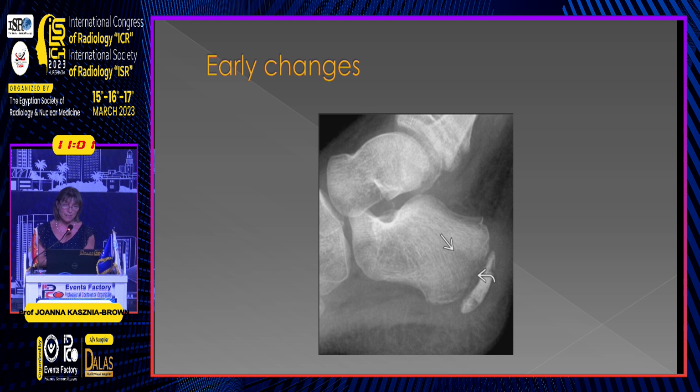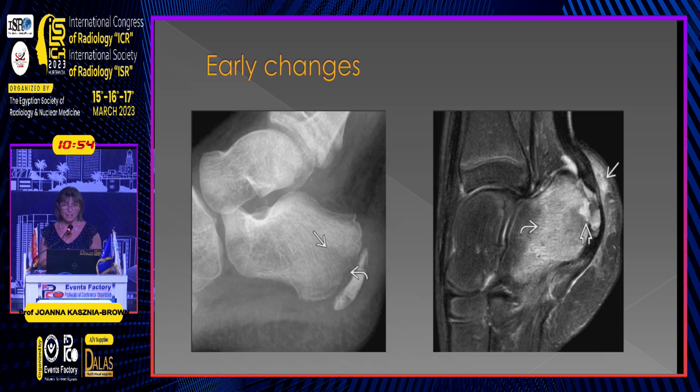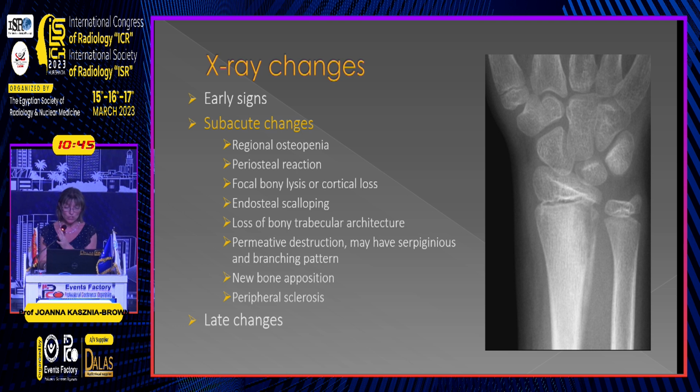Another example, very subtle lucency adjacent to the growth plate in the calcaneum. And if you do the MRI, again, much, much advanced infectious process. So the X-ray is not very specific in these conditions. Subacute changes, so then we are describing the changes within the bones, starting from the regional osteopenia, going through all of the steps to the new bone formation and the peripheral sclerosis. And these changes are much easier to spot on the X-ray.